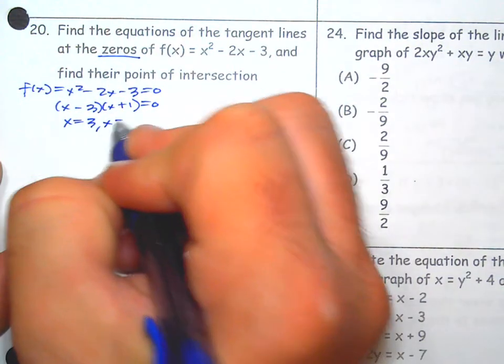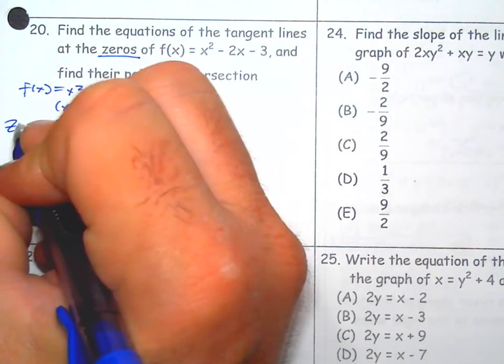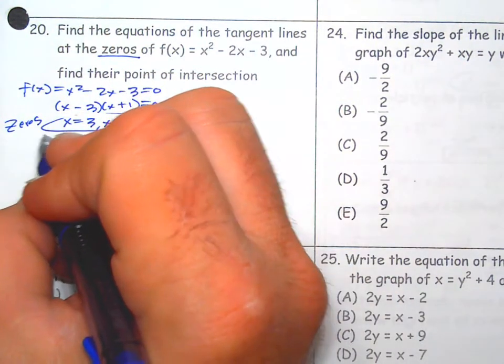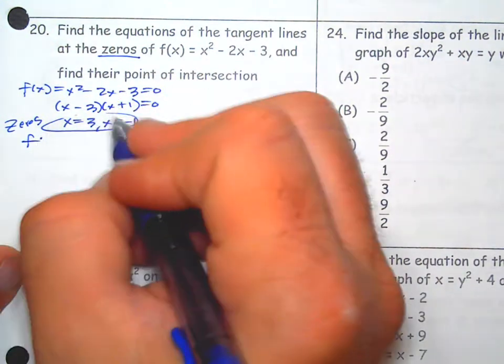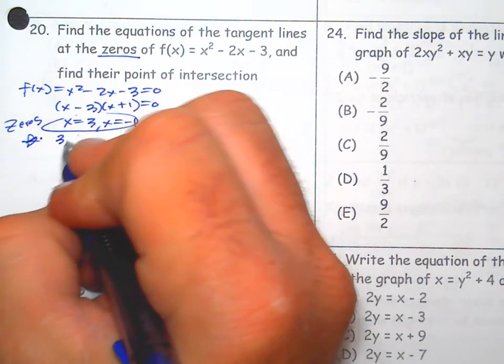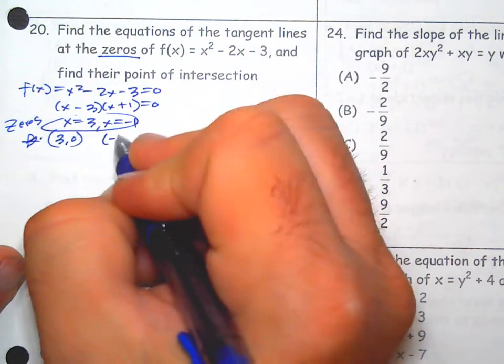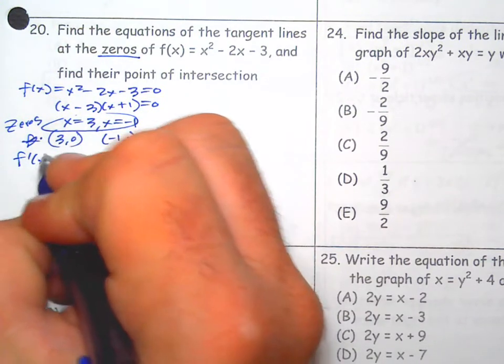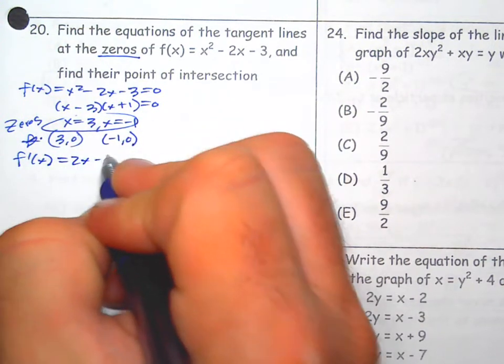And so those are our zeros. So we want the equations of tangent lines. Now we know both of these go with a y value of 0, so we don't need to plug those back in. We need the slope, so we need the derivative, which is 2x minus 2.